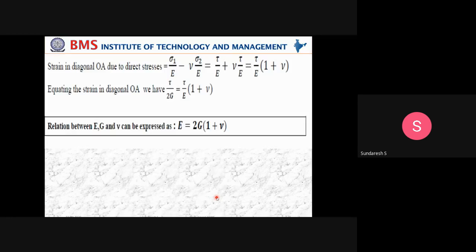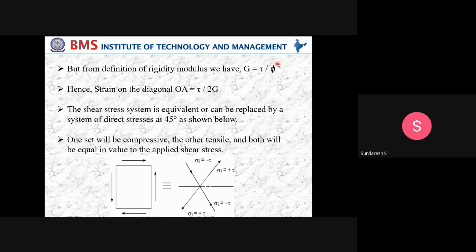Okay. So now substituting that, we are going to get tau by E plus nu into tau by E, in which we take tau by E as a common term. You are going to get 1 plus nu. So this is the strain in the diagonal OA due to direct stress. This is equation number 2. Now equate equation 1 with equation 2. Equation 1 was tau by 2G, and equation 2 is tau by E into 1 plus nu.